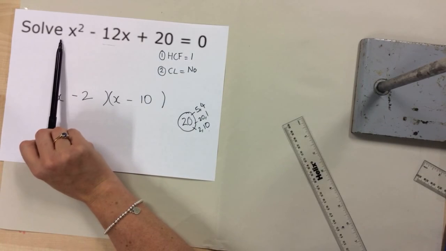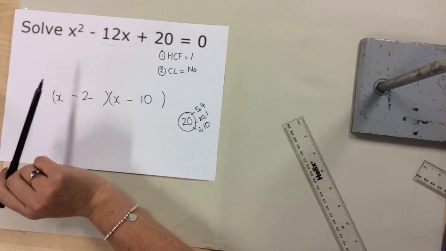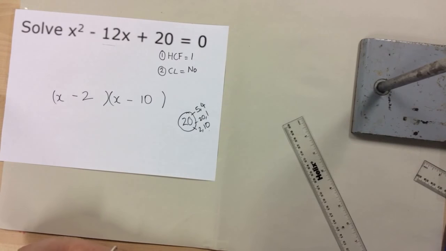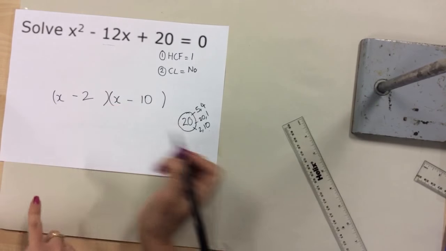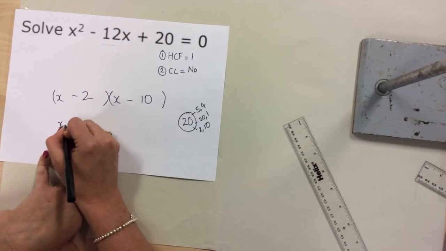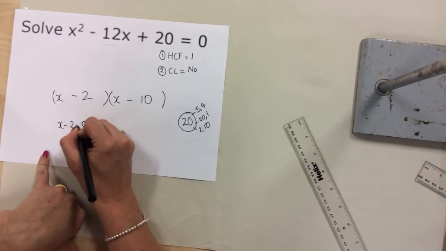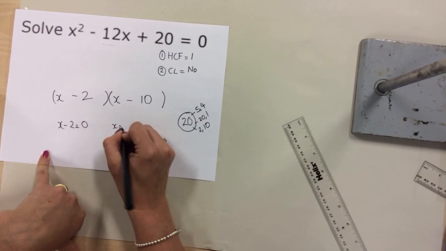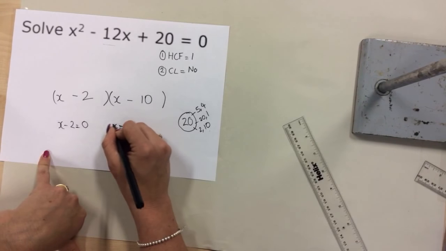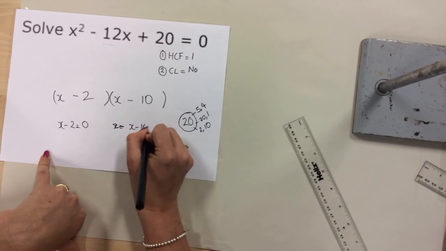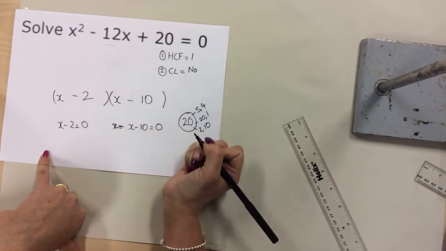However, I've not actually answered the question yet, which is to solve it. So I want to know what x actually is. Because of the shape of the quadratic, x always has 2 values. So each one of these brackets is equal to 0. So x - 2 is equal to 0. And x - 10 is also equal to 0.